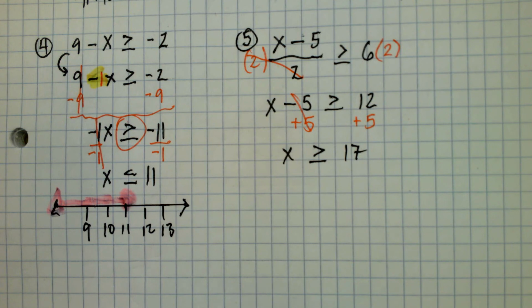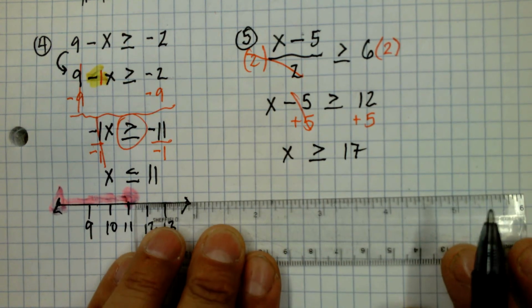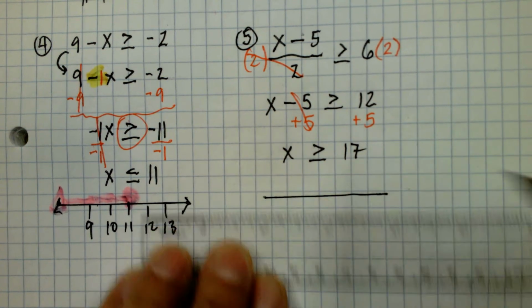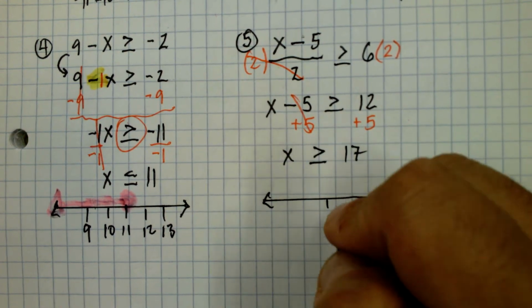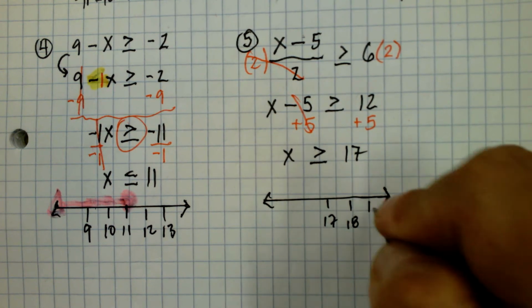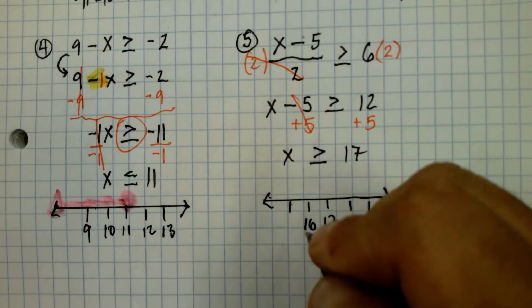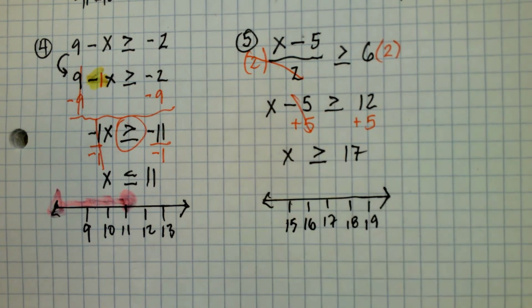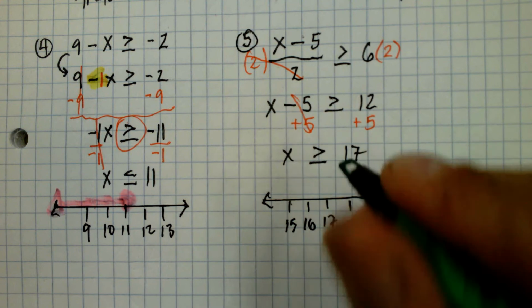Okay, any questions on that? So it's just a reverse of what we normally do with a two-step equation. We'll do another one Monday. All right, so we want 17 in the middle. And then we want 18 and 19, they're both bigger. 16 and 15. And I see the little bar, so it's a closed point.